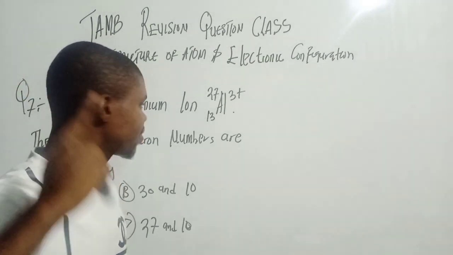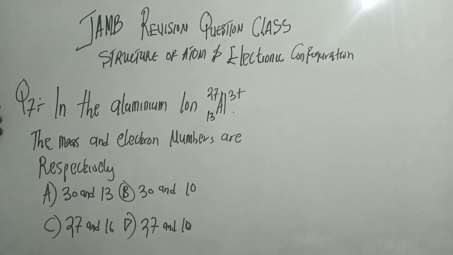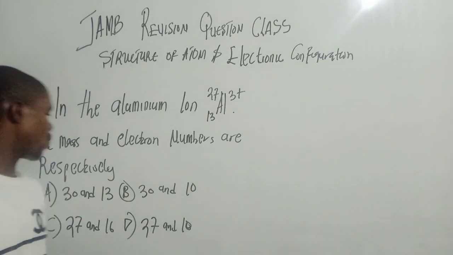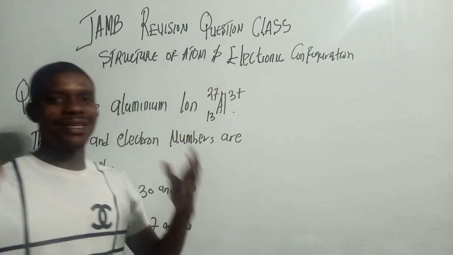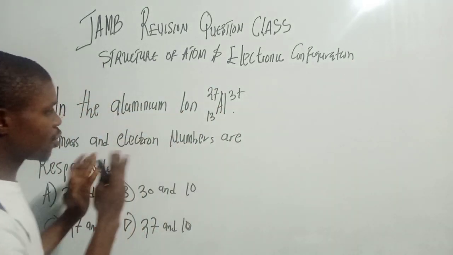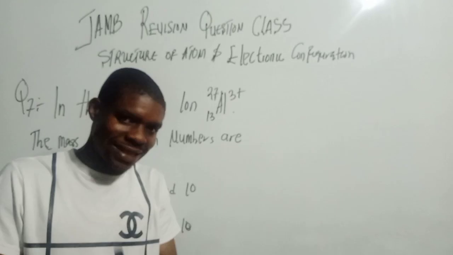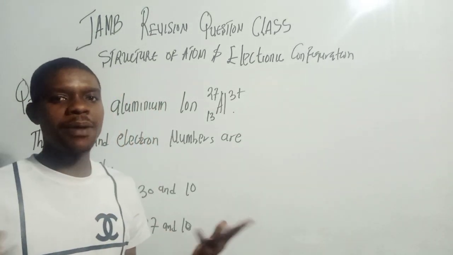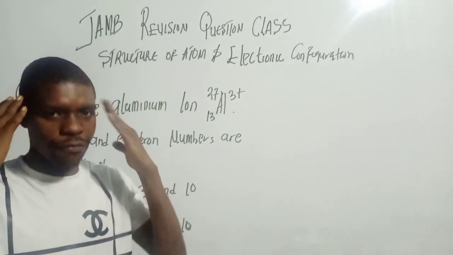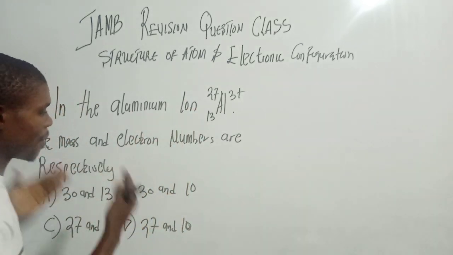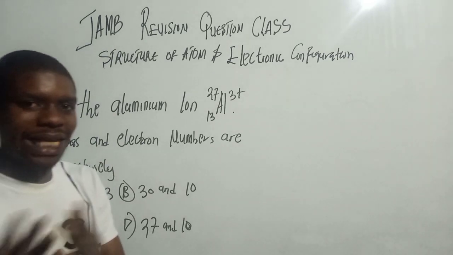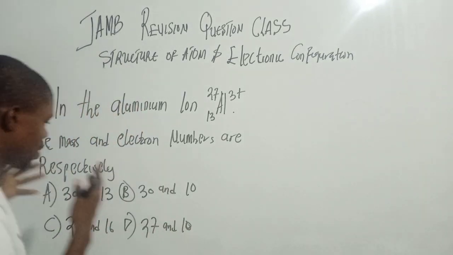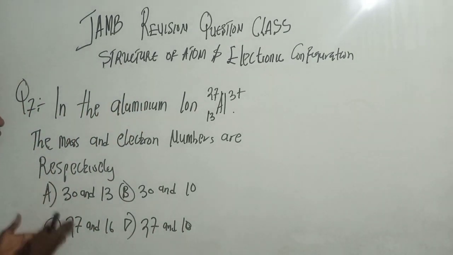So let's look at question 7. In the aluminium ion, look at the aluminium ion here. The mass number and the electron number are what, respectively? So let's look at it very well. I've done several videos on this topic. I will leave the link in the description. So probably by the end of this video, you want to go check out that video for full understanding in case you are not familiar with this topic. However, I'm going to explain briefly so I can answer this question here.